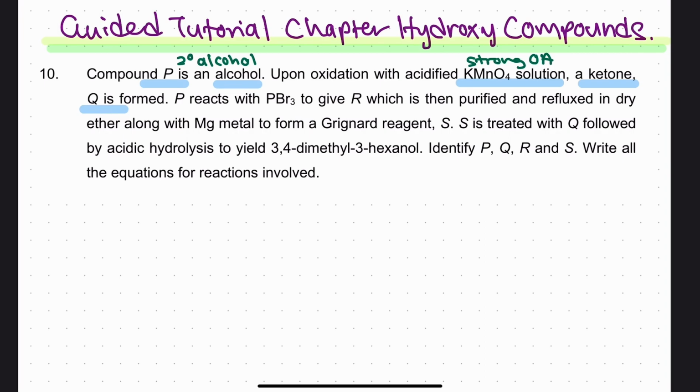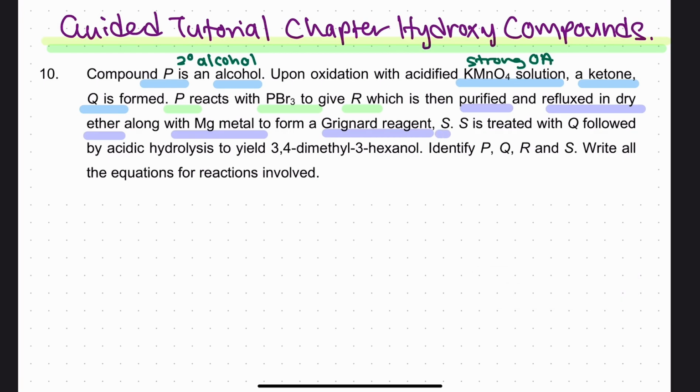Next, we are going to react P, which is our secondary alcohol, with PBr3 to give R, right? Then R is purified and refluxed with dry ether along with magnesium metal. The moment you see a combination of dry ether with magnesium metal, you should know that we are making a Grignard reagent, and it is given the symbol S.